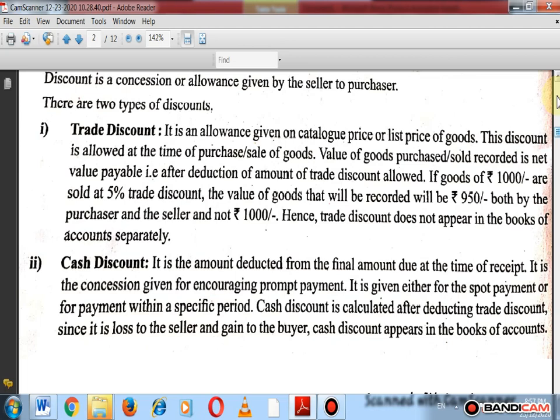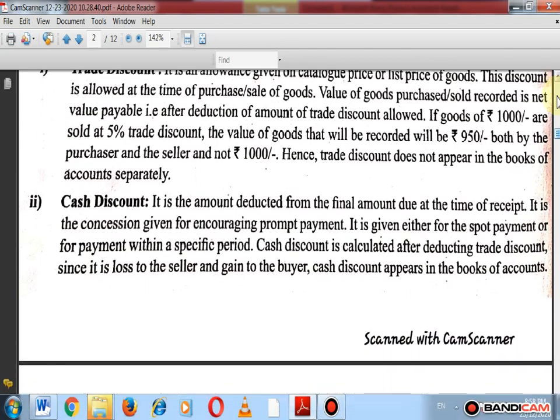So here, if goods of rupees 1000 are sold at 5% trade discount, then the entry will be: cash account debit, to sales account, amounting to rupees 950. This is known as trade discount.